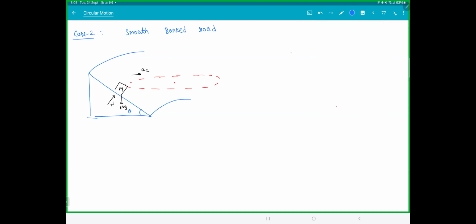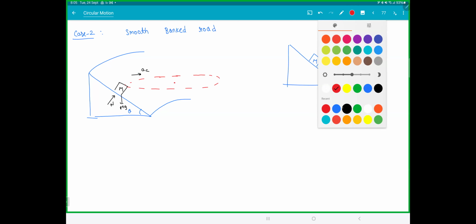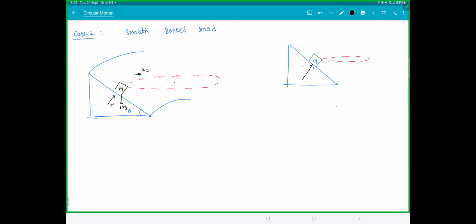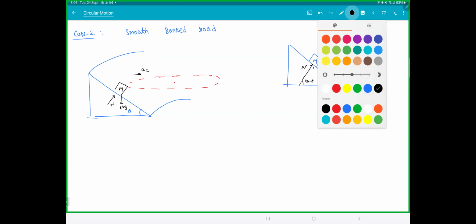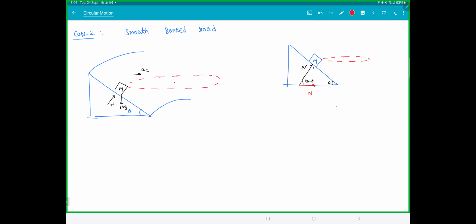So I will just draw the FBD again in a 2D view. In this view, look at the forces here. This is normal reaction. This is theta. This is 90 minus theta. So if you look at the components here, this is N cos(90 minus theta), N sin theta. This is N cos theta. This is your mg. This is your centripetal acceleration v square by r.